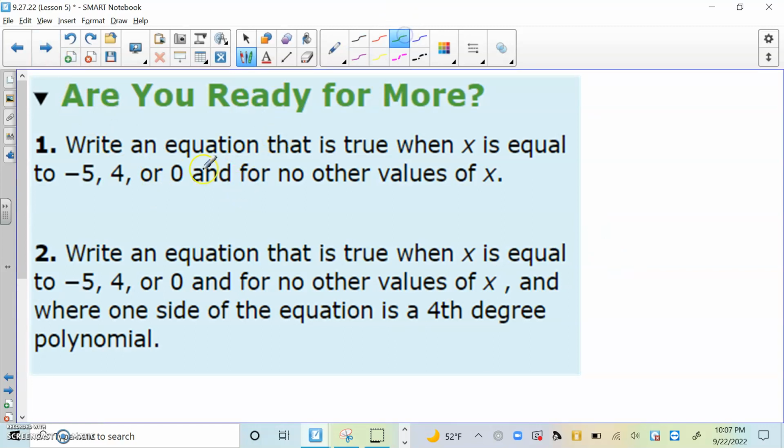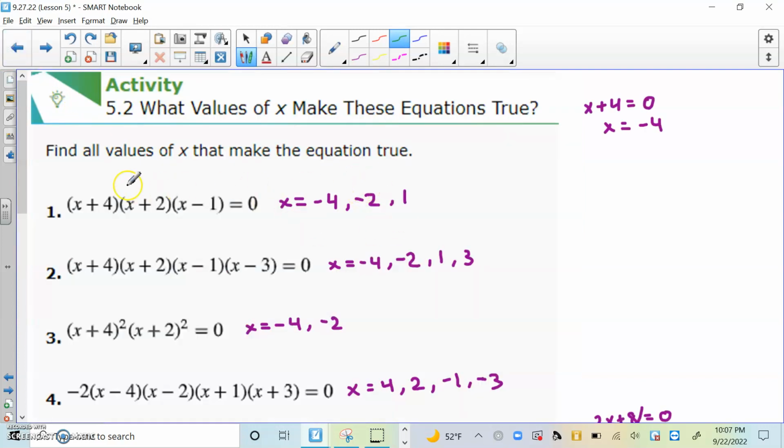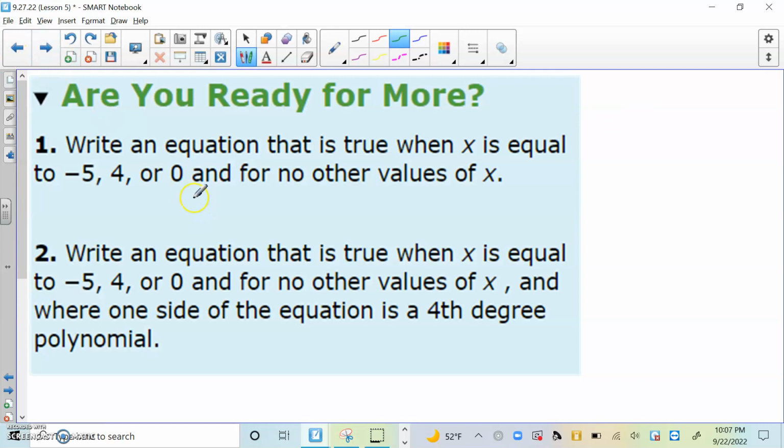The next activity in the book is, oh wait, no, let's do this first. Oh man. So now we're working backwards. I gave you the solutions and you have to come up with the equation. It's like if I gave you these and you had to give me this part. So if my solution is -5, I know that I need a factor of x plus 5. It's just going to be the opposite. My solution's positive 4, I need an x minus 4.